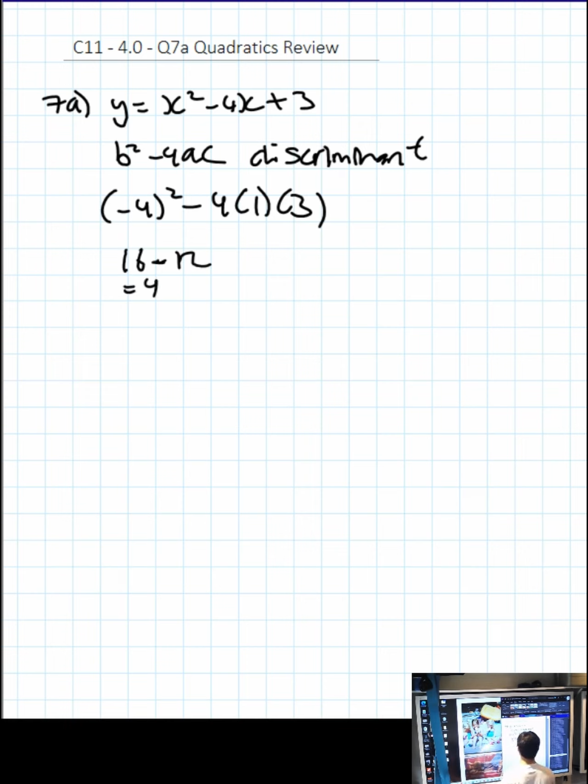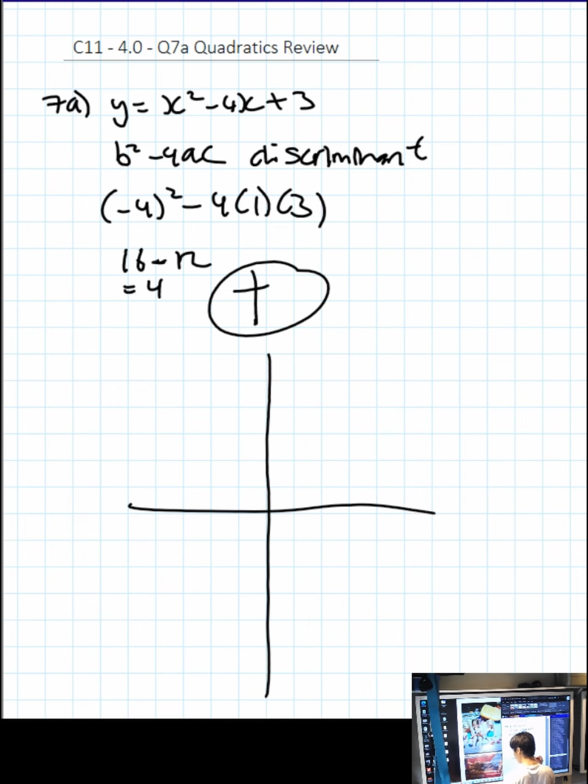Let's put a gigantic positive sign and circle it. So the discriminant was positive. We're going to get two x-intercepts. So if you open up the graphing calculator and we sketch that graph, you'll notice that we have two x-intercepts. We don't care what they are. We could obviously find them if we wanted to, but we have two x-intercepts.